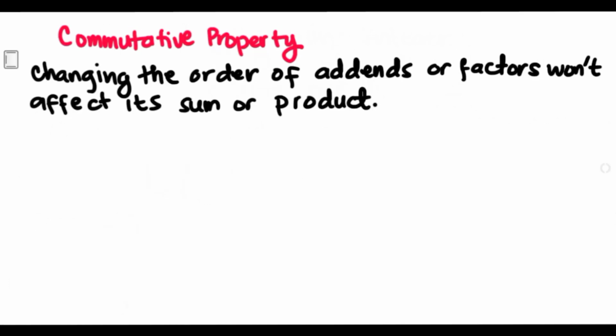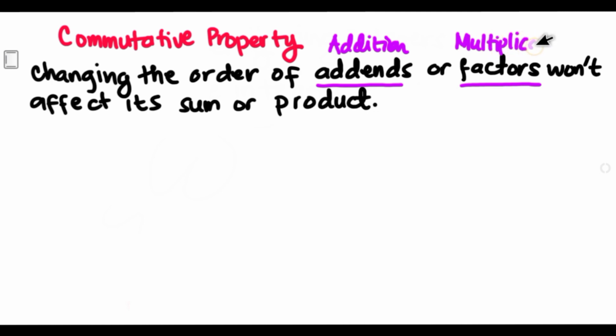So, ito na po yung ating pangalawang property, commutative property. So, pag sinabi natin commutative property, changing the order of addends or factors won't affect its sum or product. So, pag sinabi natin addends, alam natin na yan ay para sa addition. At yung factors naman ay para sa multiplication. So, kahit daw po baguhin natin yung mga ipag-a-add natin or ipag-multiply natin, hindi daw po magbabago yung sagot, yung sum for addition, and for multiplication naman, hindi magbabago yung product.